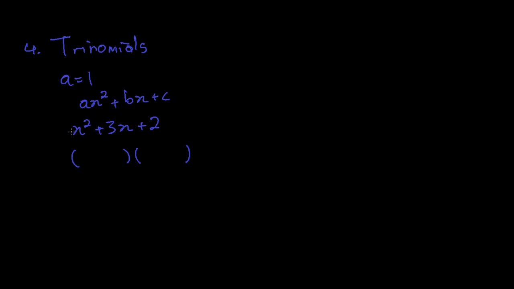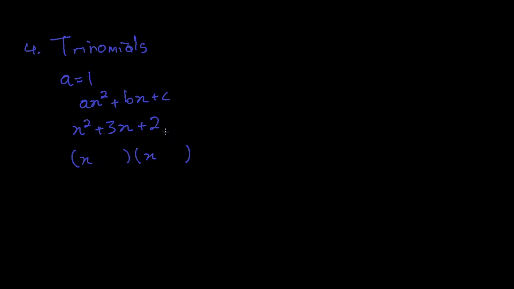Usually, listen carefully, when your a is equal to 1, the first terms in each of these brackets become x and x, depending on which variable you were given. For example, if you are given p squared plus 3p plus 2, then your terms here will be p and p. Okay guys, hold that concept. So when a is equal to 1, it's x and x.